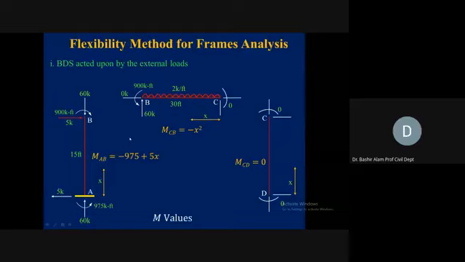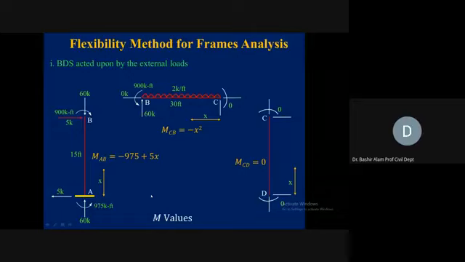Then summation of Fx we apply, and the externally applied load is only this 5 kip. It is rightward directed, so there is a leftward directed reaction of 5 kip here at A. So summation of Fx and summation of Fy are both satisfied now.